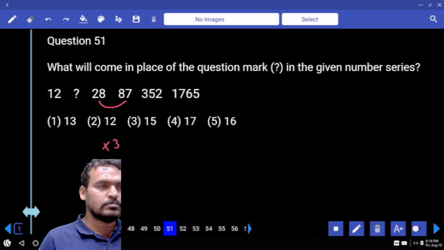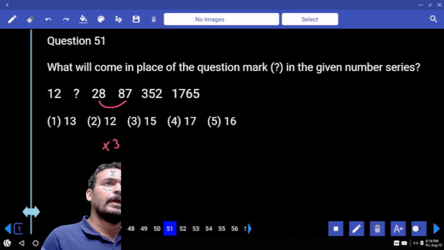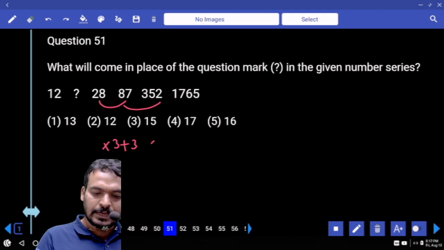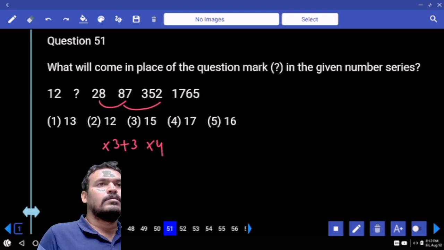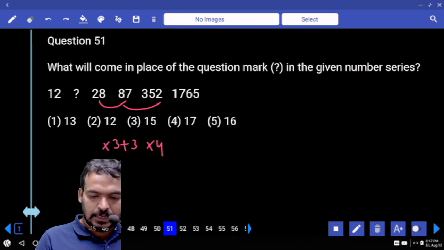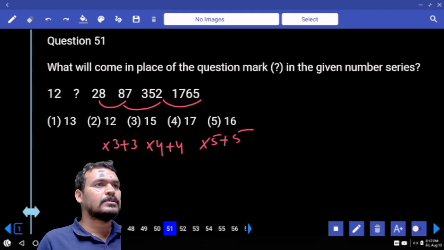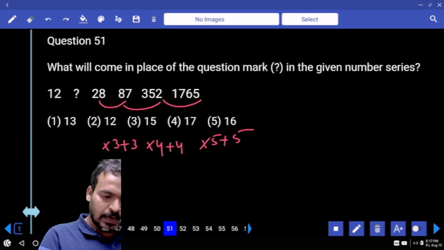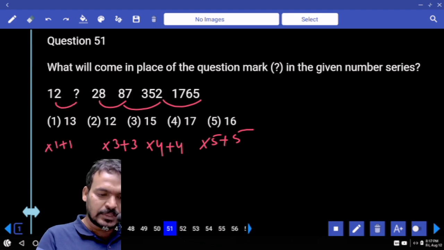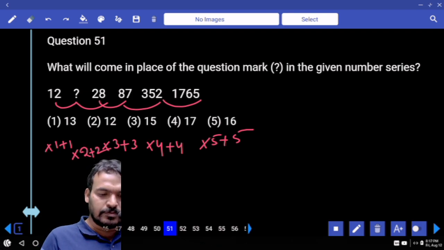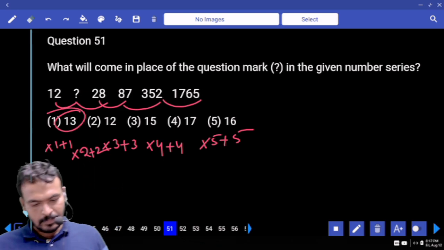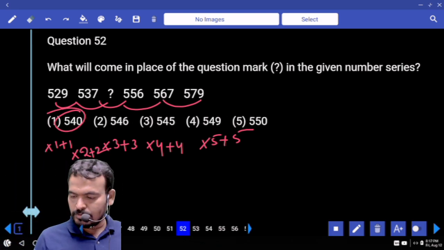Almost 3 times or not? 84. Plus 3 or minus 3? Plus 3. 87 into 4. 348 plus 4 or not? Next, into 5 plus 5 or not? It is 1760 plus 5 or not? Next, obviously first one into 1 plus 1. Next, into 2 plus 2 or not? 12 ones are 12 plus 1. 13 or not? Next question number 52.